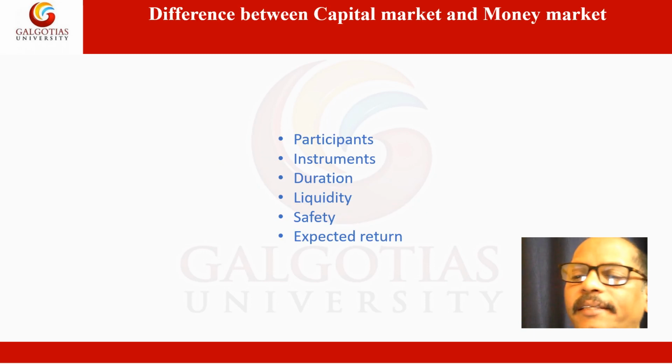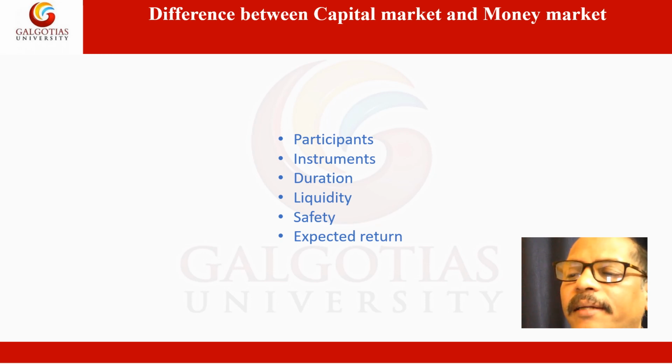Now let's understand what is the difference between capital market and money market. We shall be discussing these differences on six aspects. That is participants, instruments, duration, liquidity, safety, and expected return of both the markets. So let's start with participants. In the capital market, the participants are financial institutions, banks, corporate entities, foreign investors, and ordinary retail investors from members of the public.